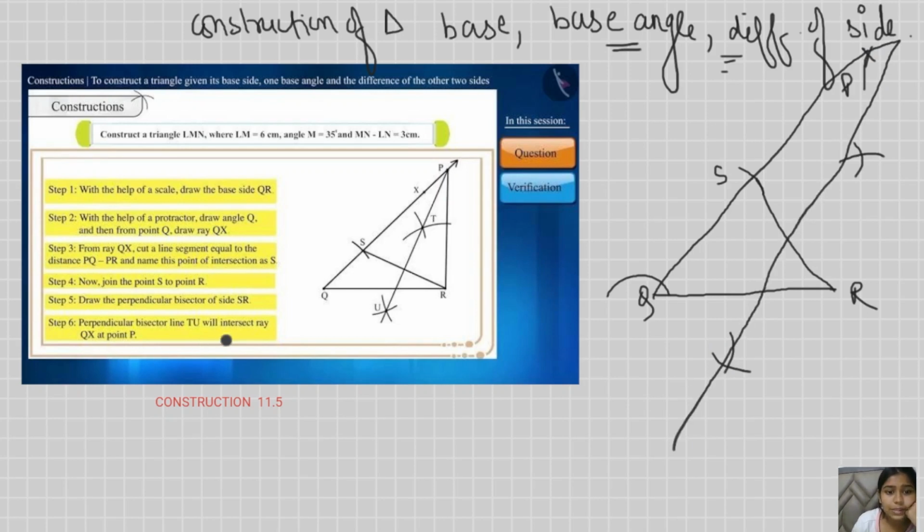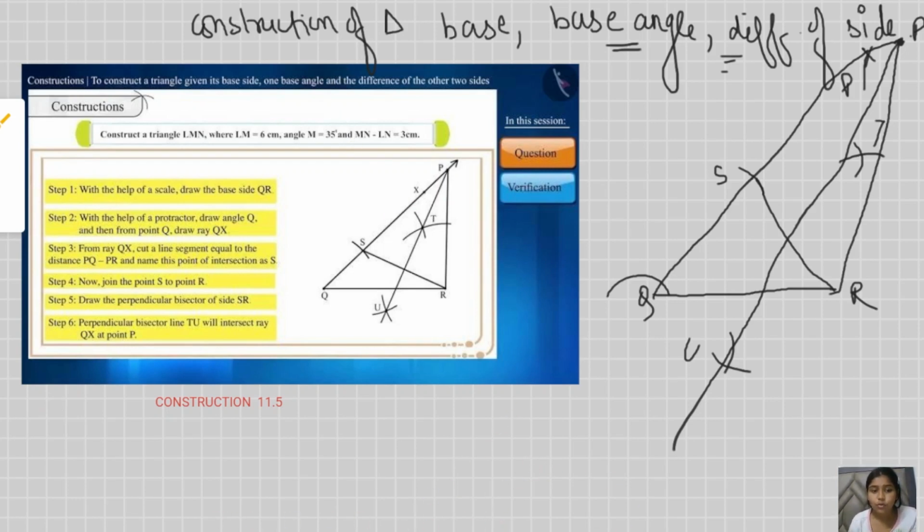Now perpendicular bisector TU. This is T, this is TU. This will intersect QX, this is your QX, at point P. Right. This will be some point P. This will be intersecting here, and you just have to draw this thing. I know I have not made a very clear thing here, but you people could understand this better by using the steps of construction. That is why I mentioned the steps of construction here.